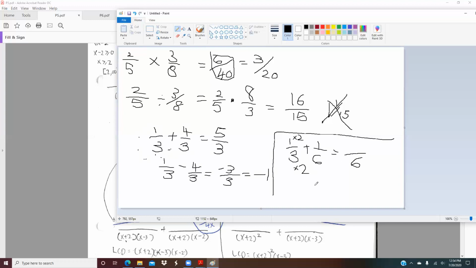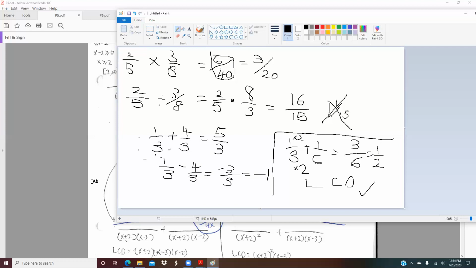You guys with me, right? So in this case, you do 2 plus 1, you get 3. And this will become 6. And don't forget to reduce this to become 1/2. You guys okay here so far with fractions? Okay. So this is the only time that LCD is used.